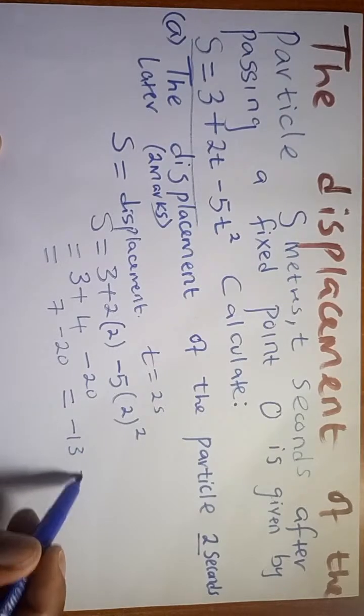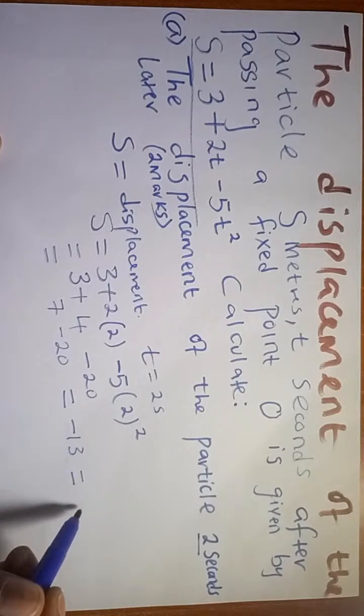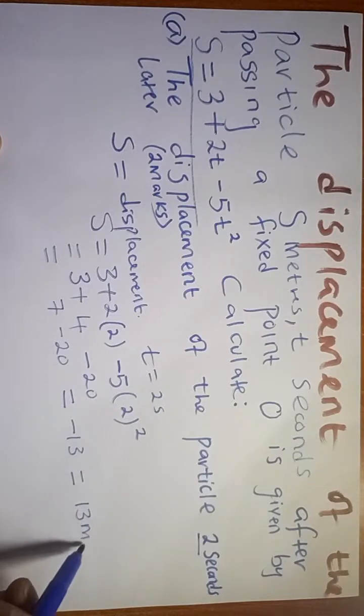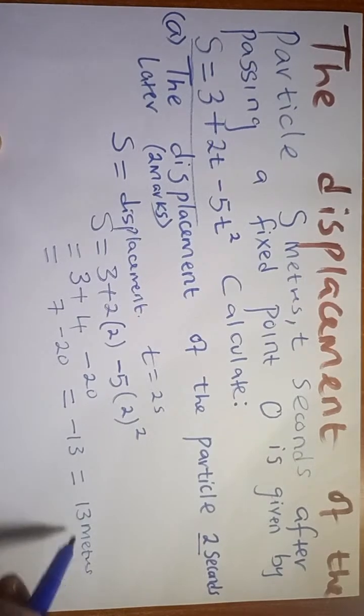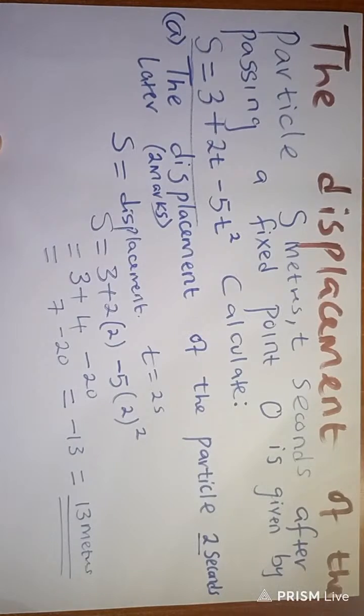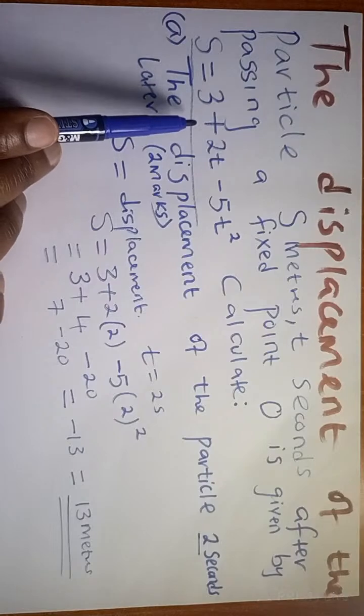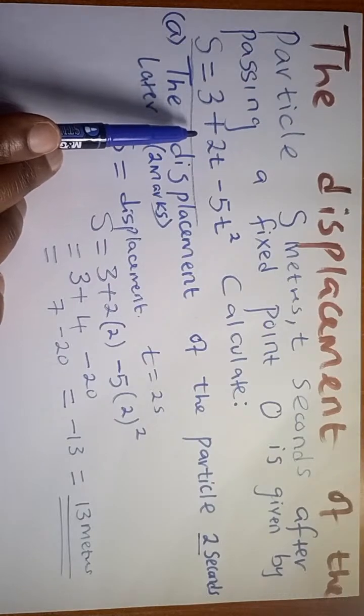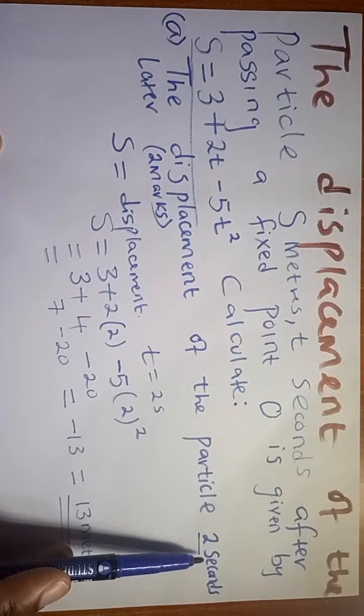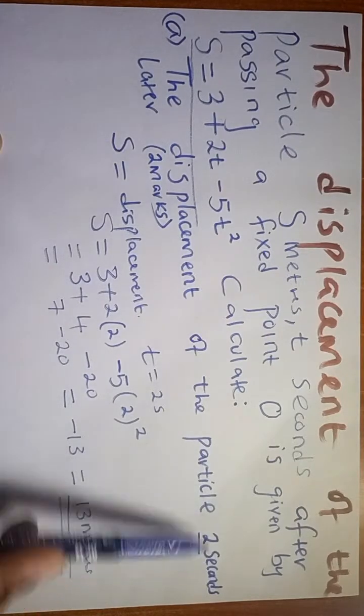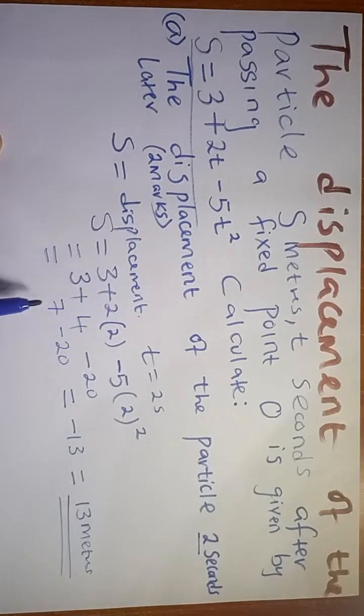But since we are talking about displacement, we are going to drop the negative sign and talk of 13 meters. So the displacement of the particle when t is equal to 2 seconds will be 13 meters. So we are taking the equation given for S and substituting the value of t being 2, and then we work our way down that way. By doing so, you are supposed to earn 2 marks.